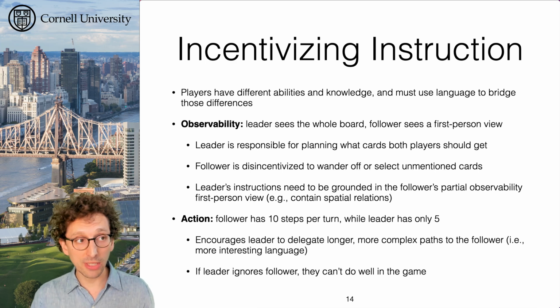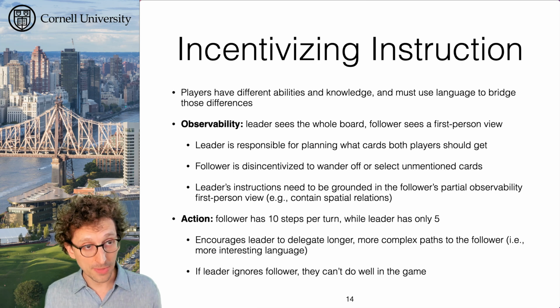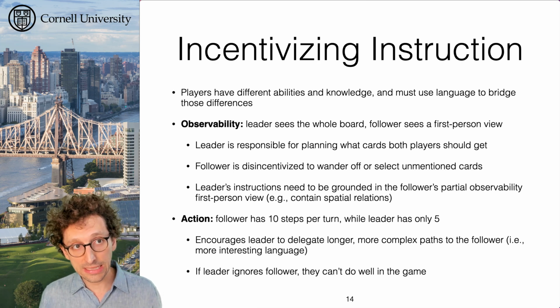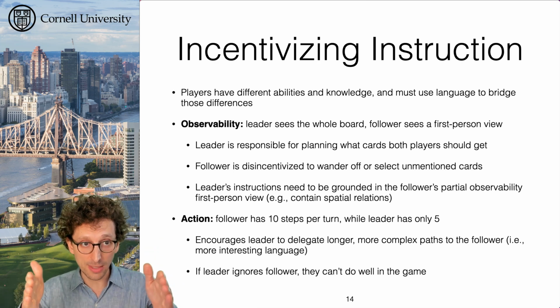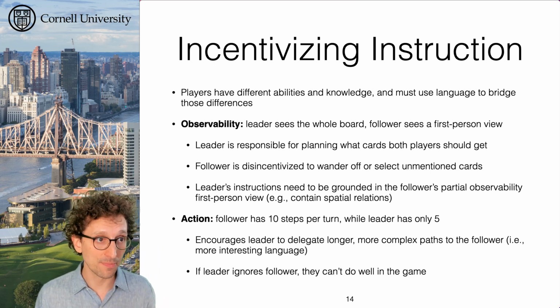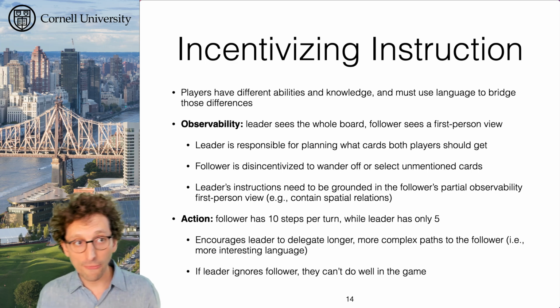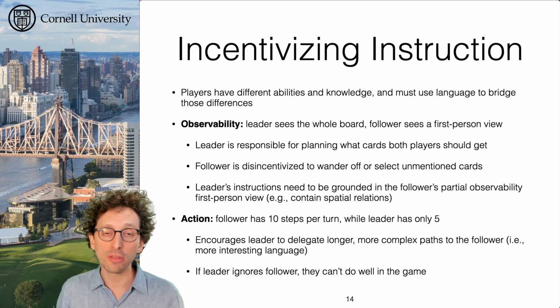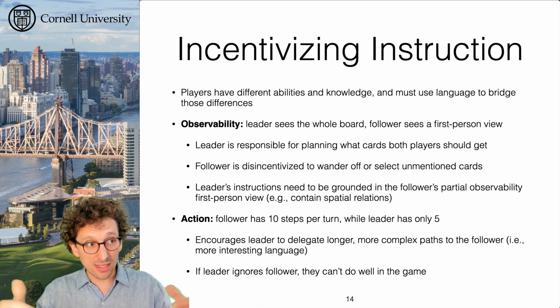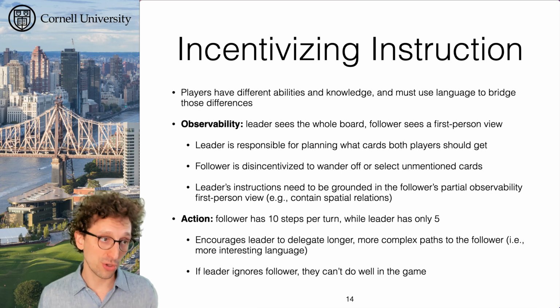So the first type of difference is the observability. The leader sees the whole board, while the follower only sees a first-person view of what is ahead of them. So they're under a very strict partial observability setup. What this entails is the leader is responsible for planning what cards both players should get. And because they see the complete board, they can plan this in the most efficient way.